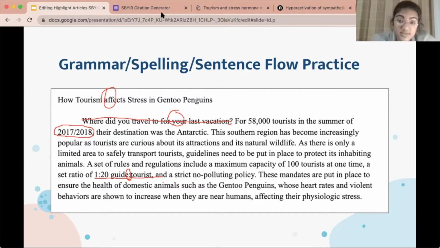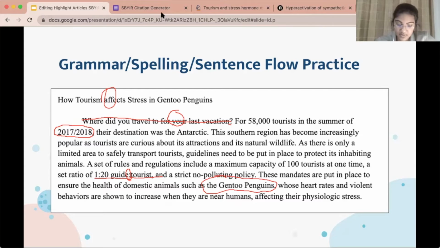A final thing that's really important is right here. The G in Gentoo should be lowercase. These should be lowercase Gentoo penguins. And that goes to the same idea as Earth versus the Earth. If it's just Earth, that's a capital E. If it's the Earth, it's a lowercase e. It's basically the same concept for things like that. So that shows you what kind of things we're looking out for.